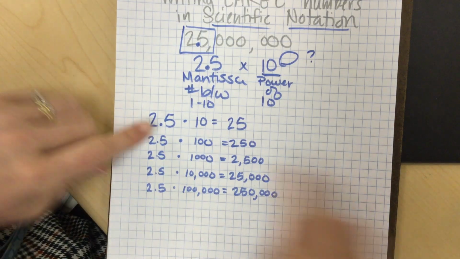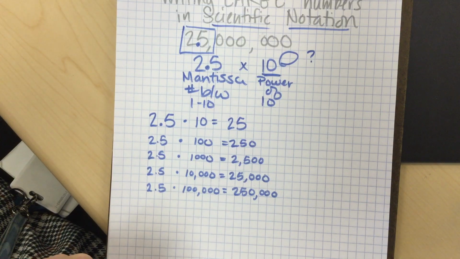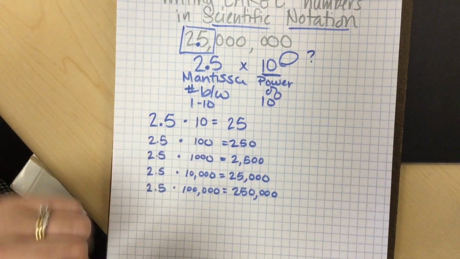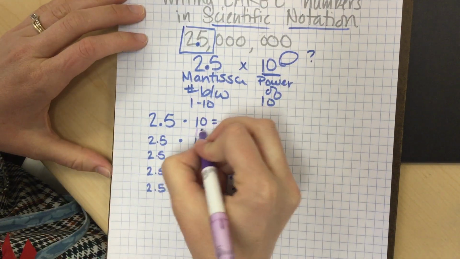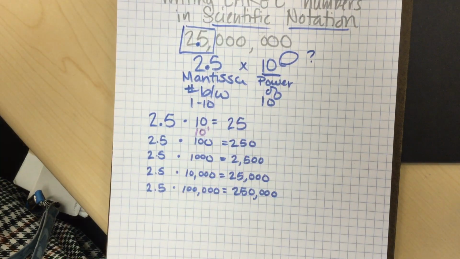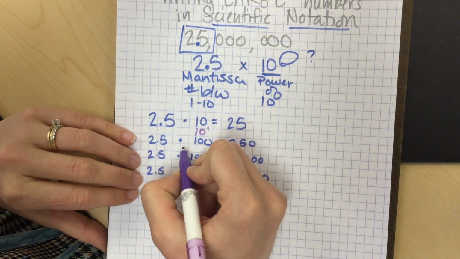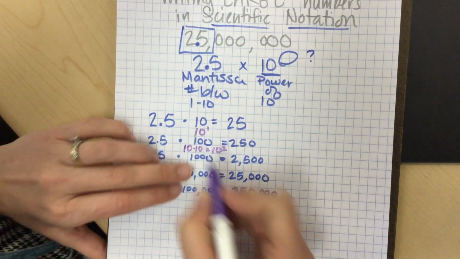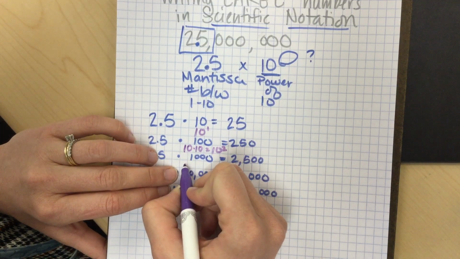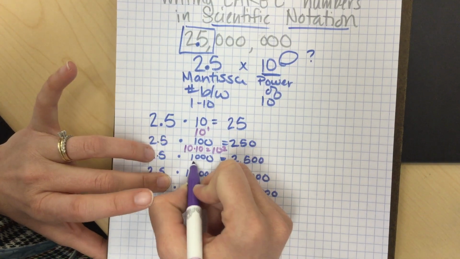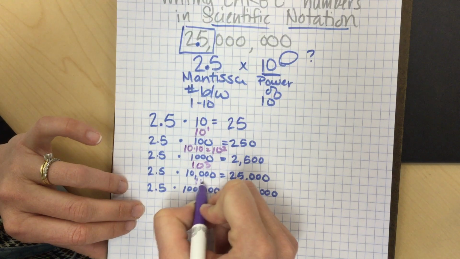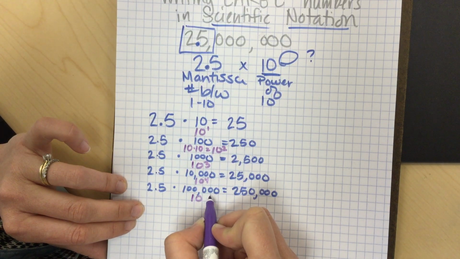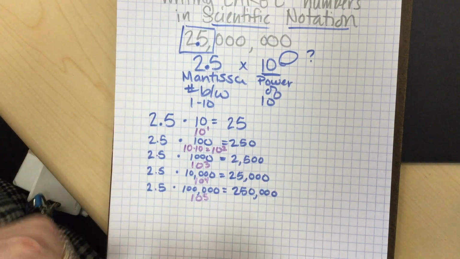So let's look at more patterns that are going on here. 10 is the power of 10, 1 to the first power, just 10. 100, we know, is the same as 10 times 10, or 10 squared. 1,000 is the same as 10 times 10 times 10, or 10 to the third power. 10,000 would be 10 to the fourth power. 100,000 is 10 to the fifth power.